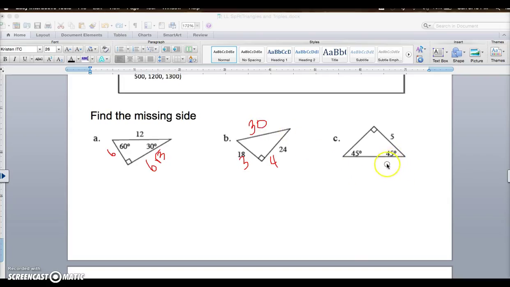And in this 45, 45, 90, remember the two legs are equal. So this is going to be 5. The hypotenuse is over here because it's across from the 90-degree angle. And it will be 5 square root of 2. Make sure you learn these rules.